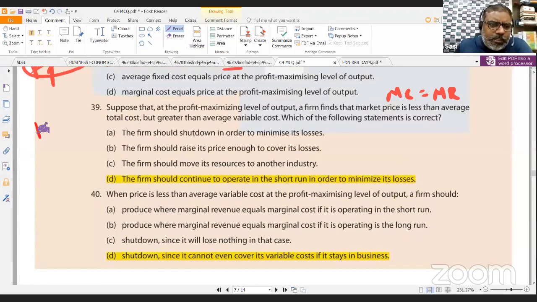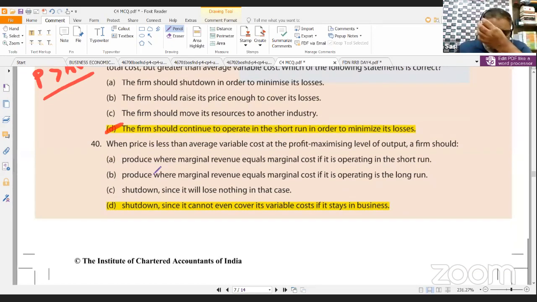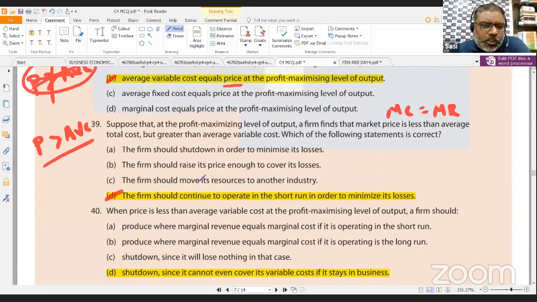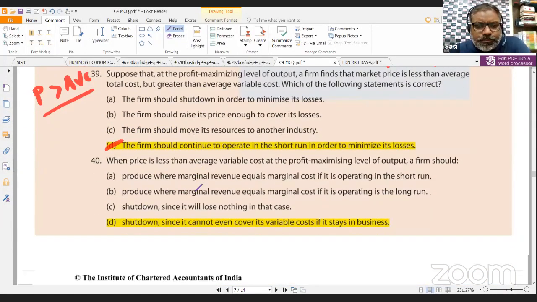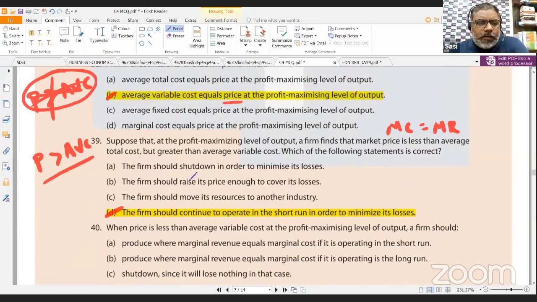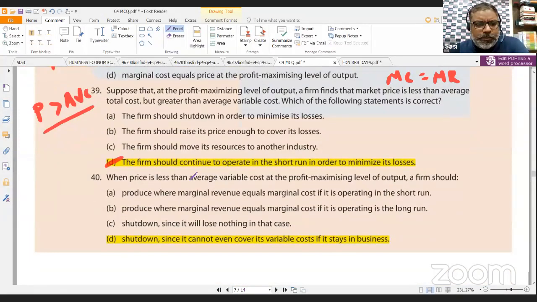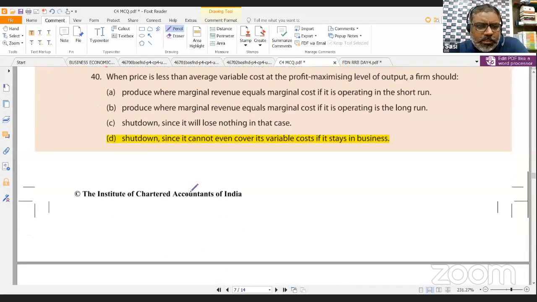As long as the price is more than average variable cost, the firm should continue, though it makes losses. When the market price is less than average total cost, that means it is making losses, but still it should continue. So the correct answer is the firm should continue to operate in the short run in order to minimize its losses, not to maximize its profits, because there is no profit there, it is loss only. Still, to minimize the losses, at least to cover some portion of fixed costs, it should operate since the price is more than average variable cost. So the 39th question is also a very important technical question. D, Delhi is the correct answer.